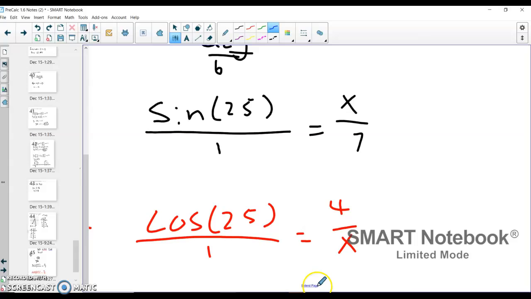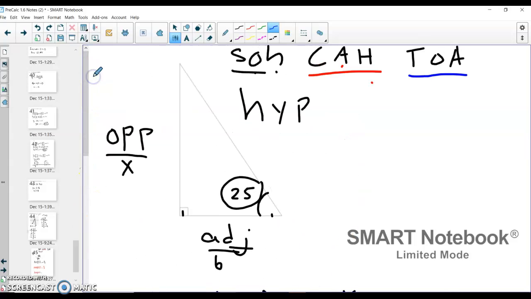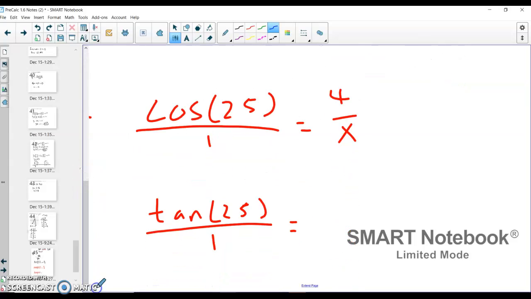And what I do is I do the tangent of my reference angle, which is 25, put that over 1, and I set it equal to the opposite divided by the adjacent because O comes before A. So this is x over 6. And I can cross multiply and solve this here.